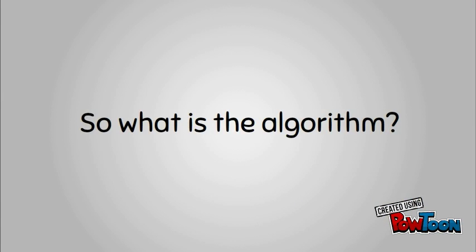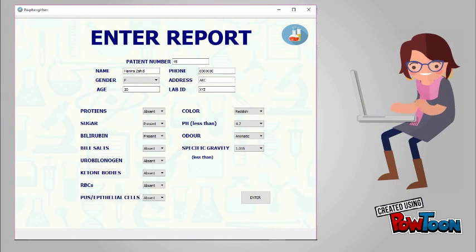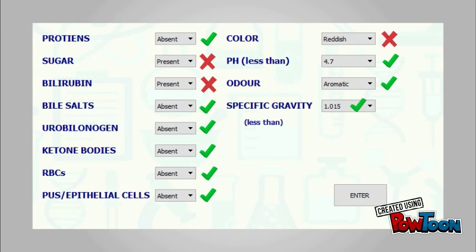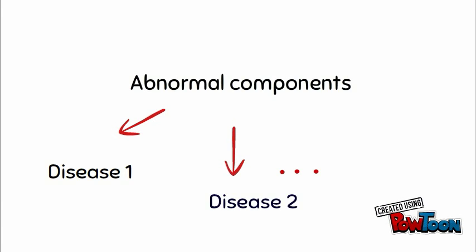So what is the algorithm? When the results of the urine report are entered into our application, it detects which components are abnormally present. Physical characteristics are also compared to their standard values to find out the abnormal ones. It then determines which components can be the cause of this abnormality. It takes these abnormal components and determines the diseases which can be caused by these components.